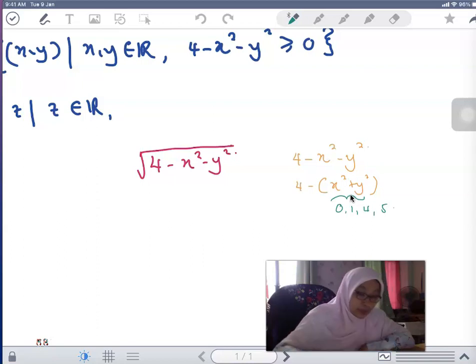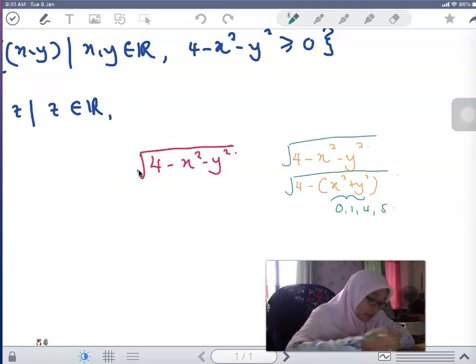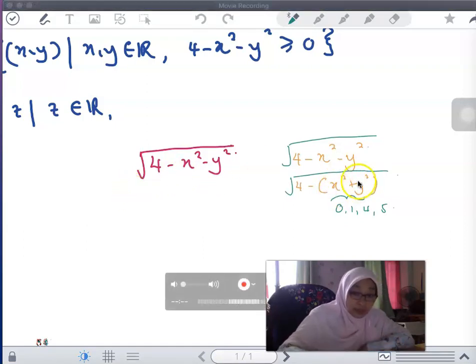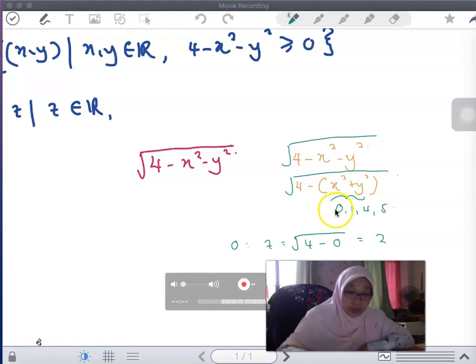Now because of the function, there is a square root, so you put the square root, and that is the value of z, right? So if the value in the bracket is 0, then your z becomes the square root of 4 minus 0. So you get 2. Can we put negative 1? No, you cannot, because in the bracket here, even though the value of x is negative, it becomes positive because it is squared.